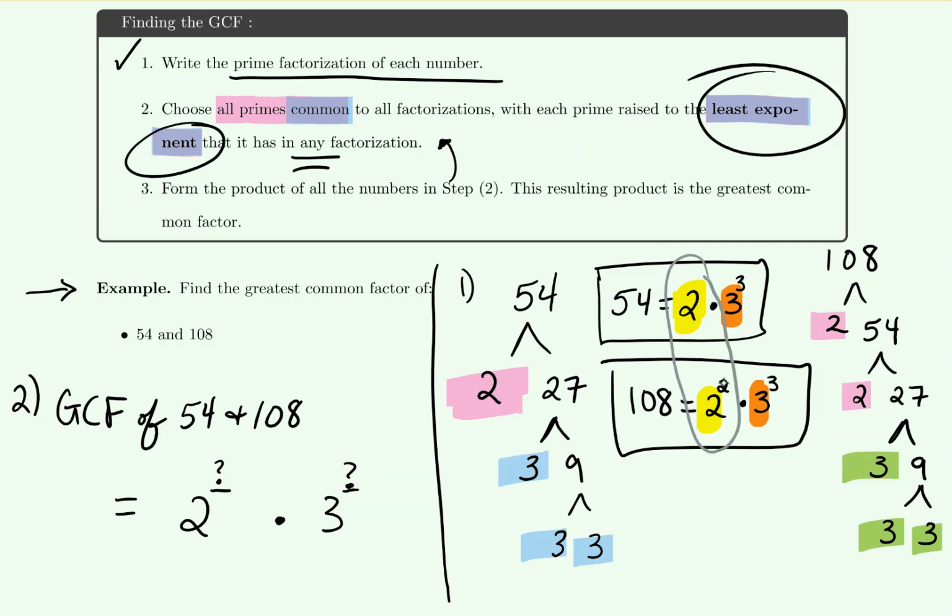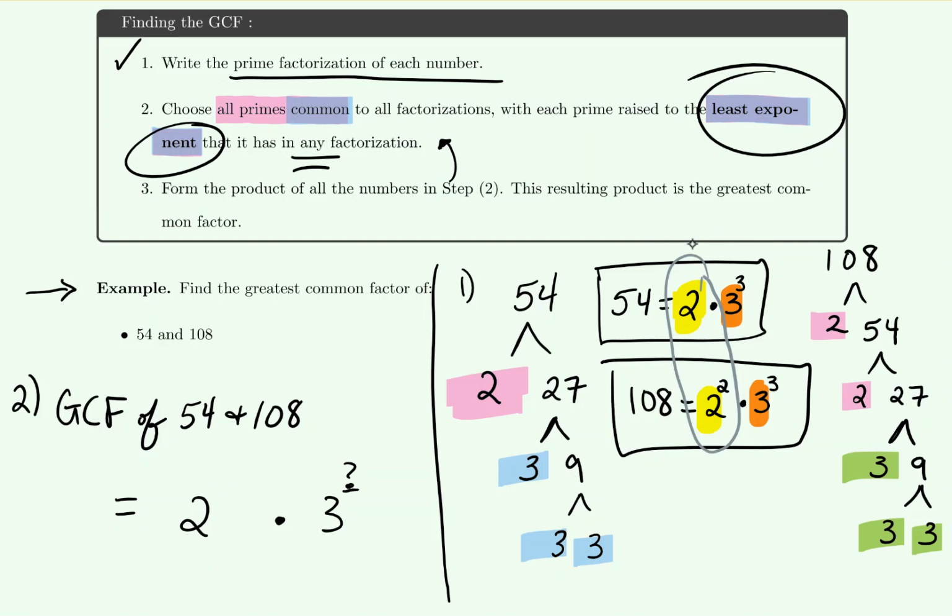The exponent in 108's 2 is squared. And since there's no exponent written for the prime factorization of 54, the implied exponent is 1. So here, the least of the 2 exponents that occur for 2 is 1. You could either write this as 2 to the first power, or since 2 to the first power is just 2, you could write it without an exponent.